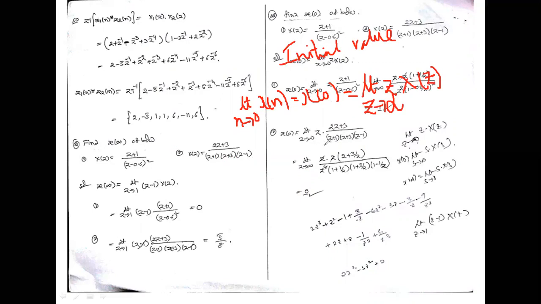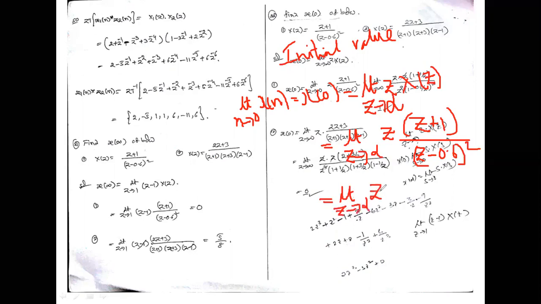For the first example, if I take limit z tends to infinite of z into x of z, where x of z is z plus 1 divided by z minus 0.6 whole square. That is equal to limit z tends to infinite of z. You take z as common here: 1 plus 1 by z. And here also you can take z square as common because it's a whole square: z square times 1 minus 0.6 by z.